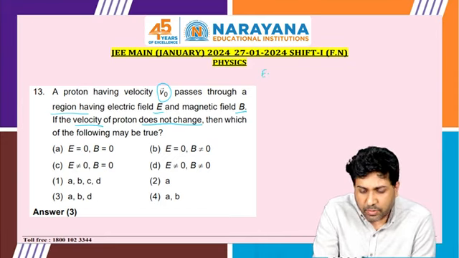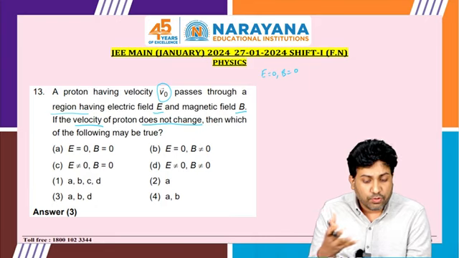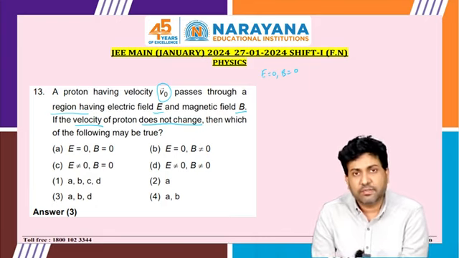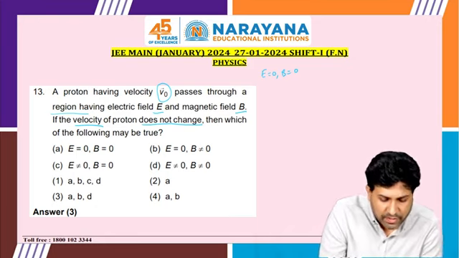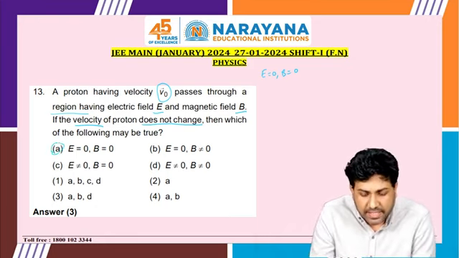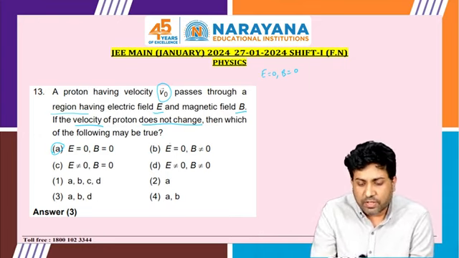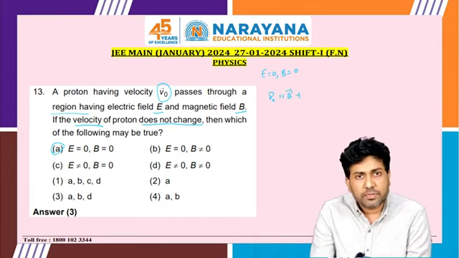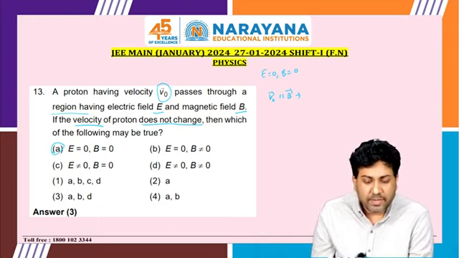If E is 0, B is 0, there is no force on the charged particle, and if there is no force on the charged particle, obviously it will continue to move with a constant velocity. So the first one, definitely it is possible. If E is 0 but B is not equal to 0, yes, this is also possible, because if V is parallel to B, then there is no magnetic force, and because there is no electric field, there is no electric force also on the proton.